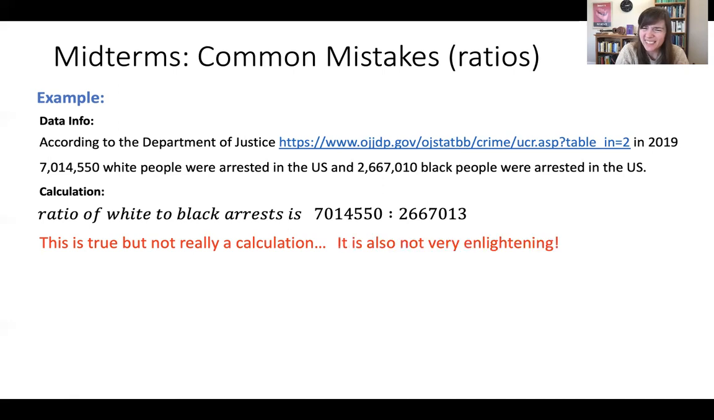But even more than that, it's not even very enlightening. How does taking these two numbers and writing them like this help you understand race and COVID better? Or sorry, race and criminal justice better? It doesn't. People are not great at comparing 6-7 digit numbers. What people are good at comparing is 1 and 2 digit numbers. So here's a better ratio calculation to do with this information.